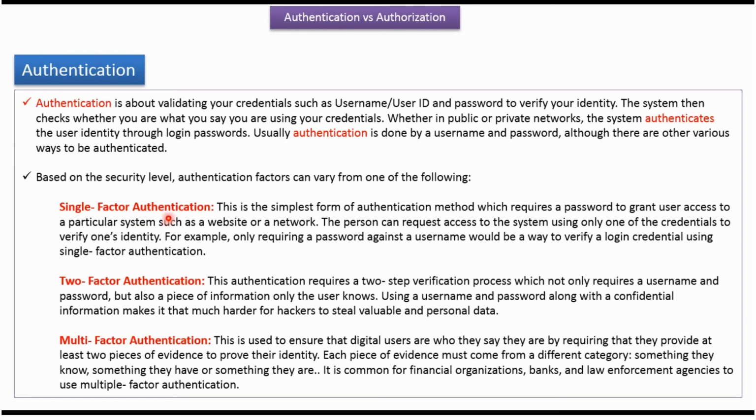Single factor authentication is the simplest one, where the user has to provide a username and password. If the username and password are correct, then the system or website allows you to log into the system. And the second one is two-factor authentication. Along with username and password, the user has to provide a piece of information which only the user knows.